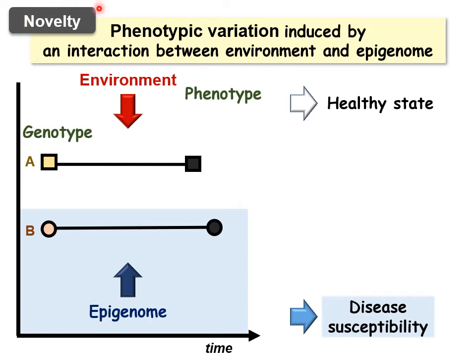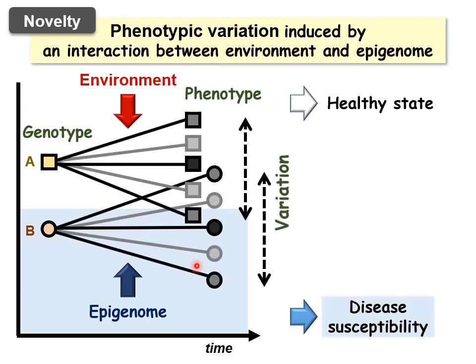The novelty is phenotypic variation induced by interaction between environment and epigenome. So you can see genotype A produces a healthy phenotype, and genotype B causes a disease-prone phenotype. So under environment and epigenome, you can see this variation.